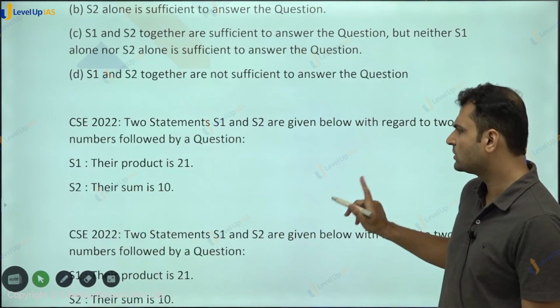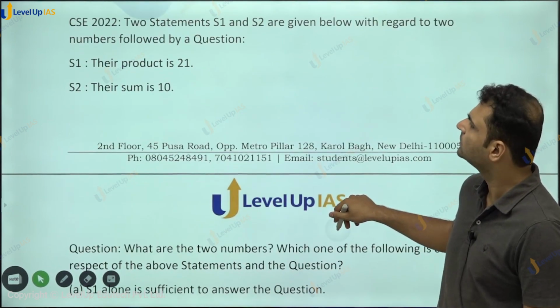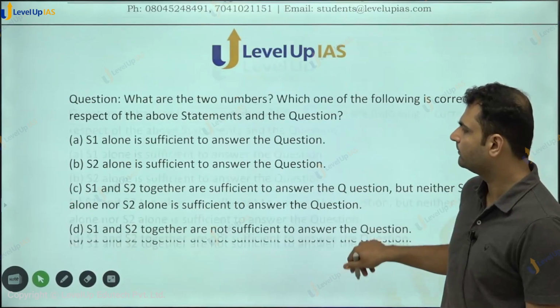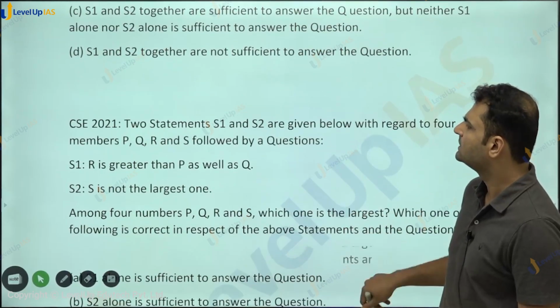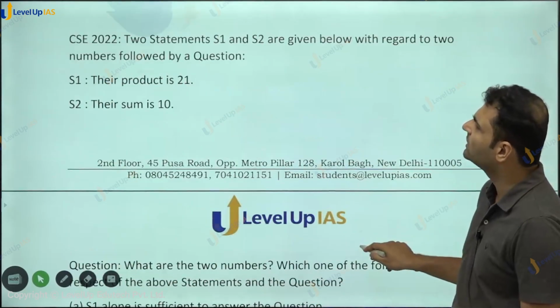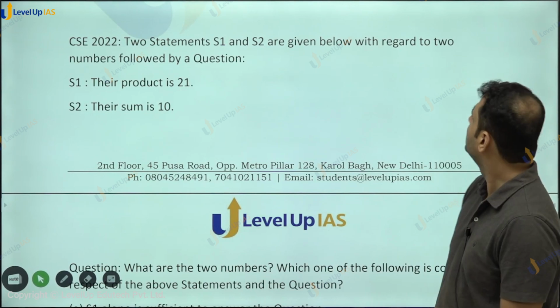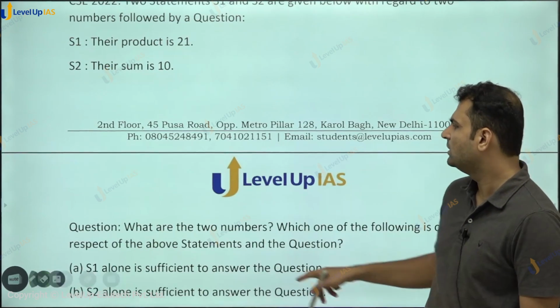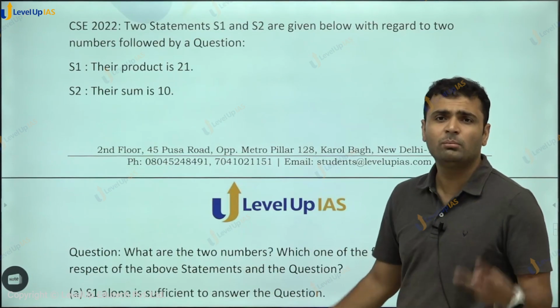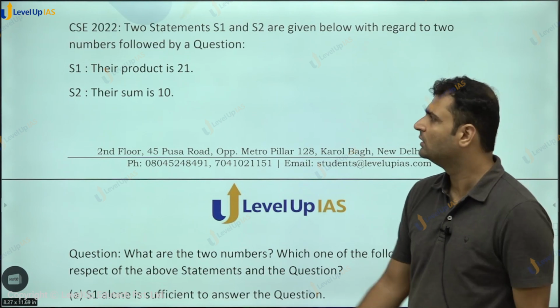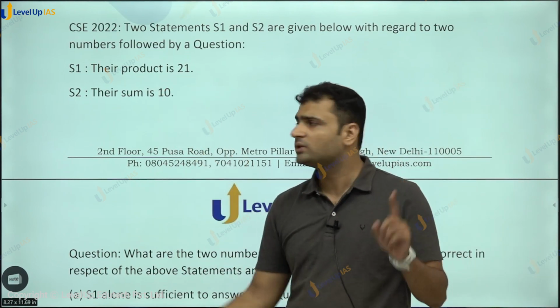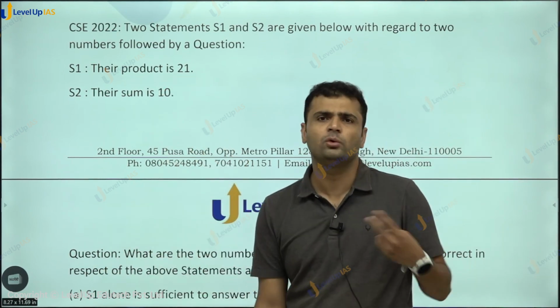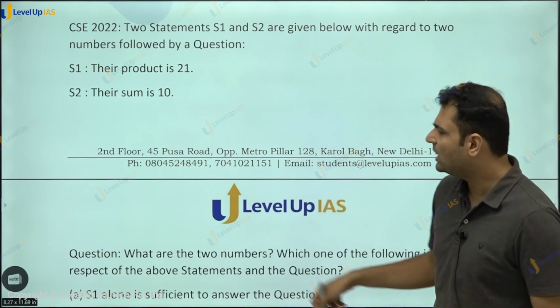I just want to discuss one question. See, this is also very easy. It can be done by observation. The question is, what are the two numbers? There are two numbers, meaning two variables. Their product is 21, one equation. Their sum is 10, two equations. Two equations, two variables, it can be solved. So answer here is C.